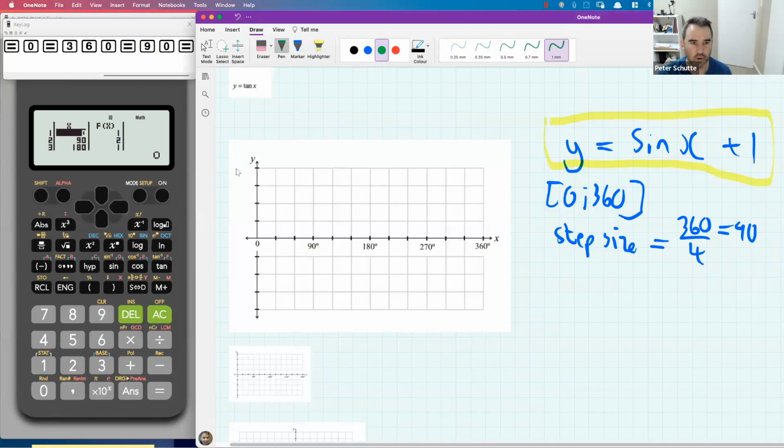So 0, 1, if I use the scale, let's make it a scale like this. 0, 1 is going to be here. And 90, 2 is going to be here. And then 180, 1 is going to be here.